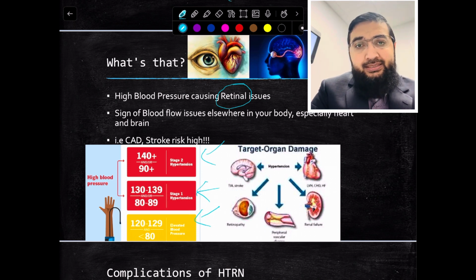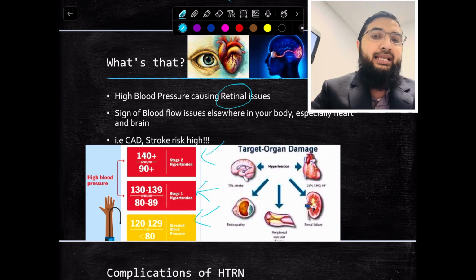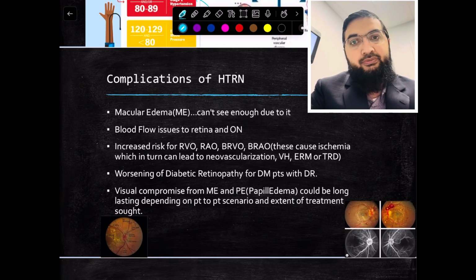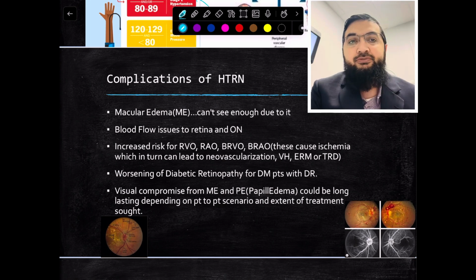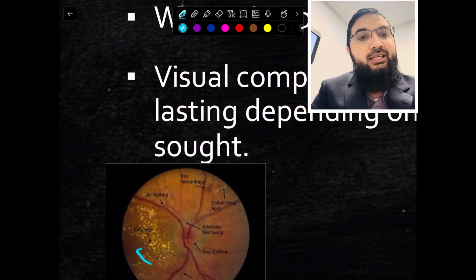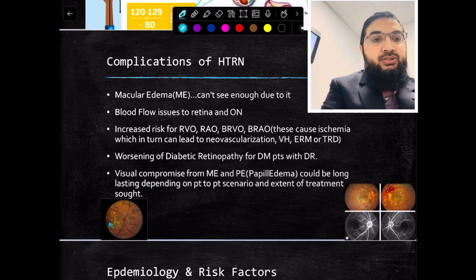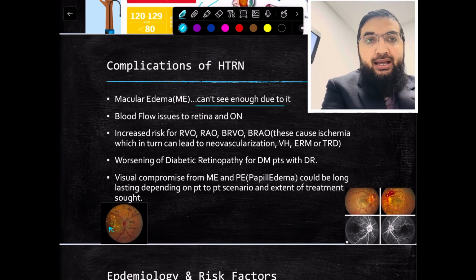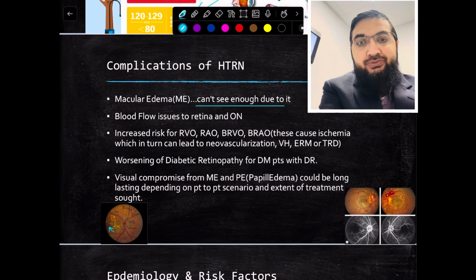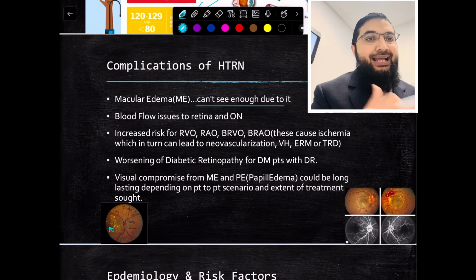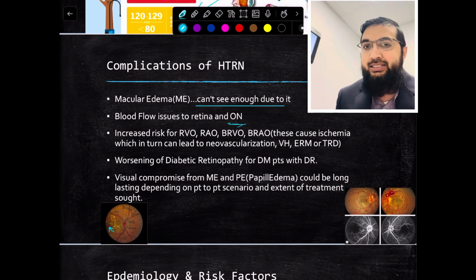The problem is, it does not just end in the eyes. That's what I'm trying to emphasize here, that you need to be aware of the complications of hypertensive retinopathy. First of all, let's talk about the eye itself. Yes, it can cause swelling of a structure inside your eyes called the macula. It causes macular edema. You cannot see well because of that. You are blurry if your macula is swollen. That's what macular edema means.